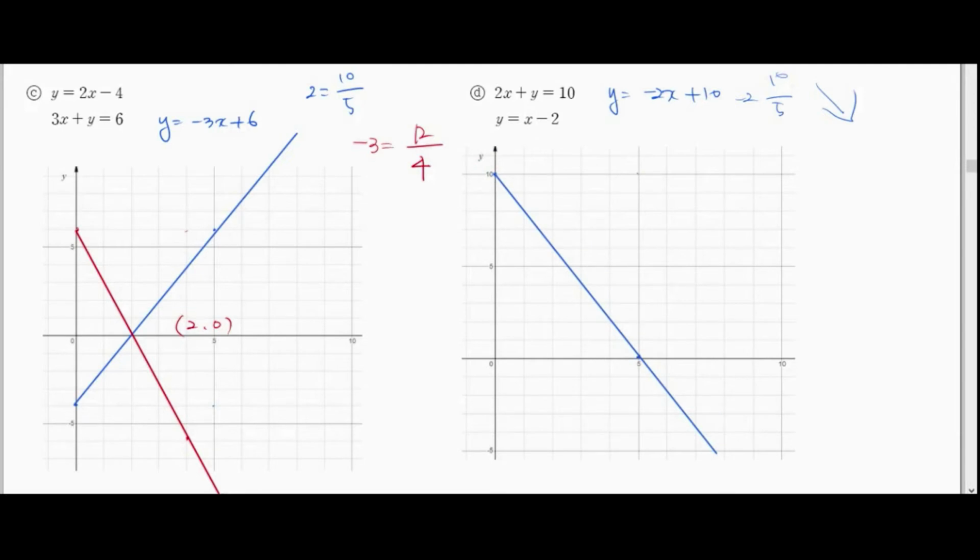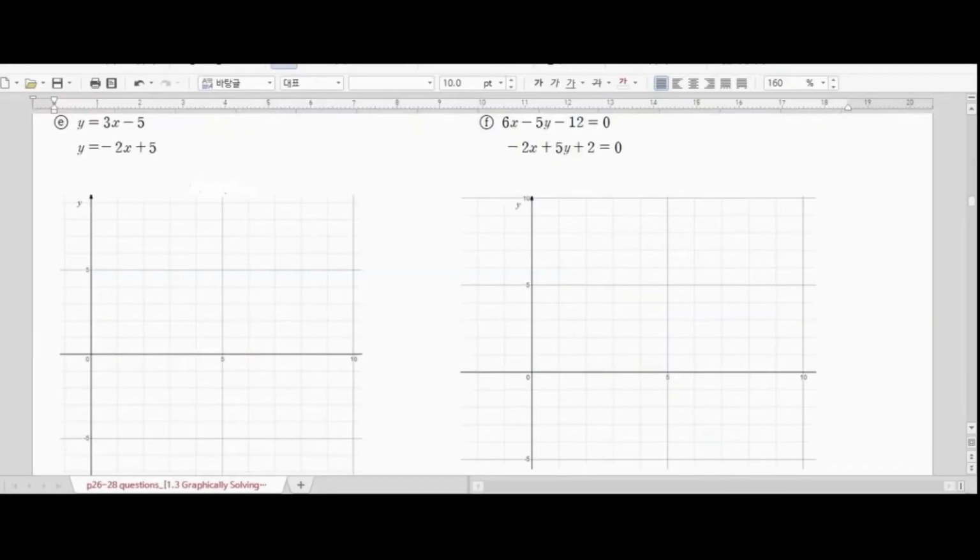Y equals x minus 2 for the second one. The intercept is -2 right here. And right here it's like the slope. And connecting these 2 points, this will be the graph for the second one. So then the point of intersection is 4, 2. And this is E. Let's try it out.